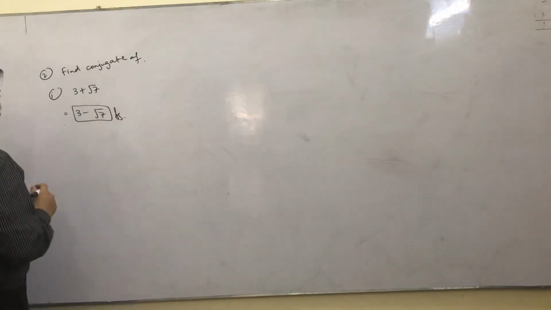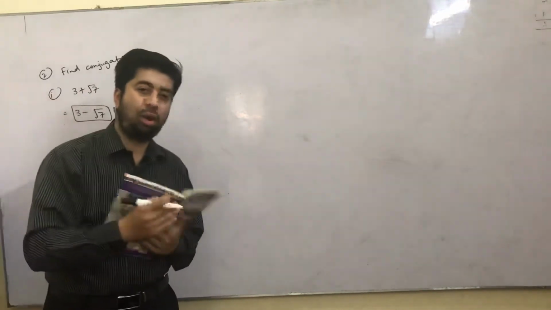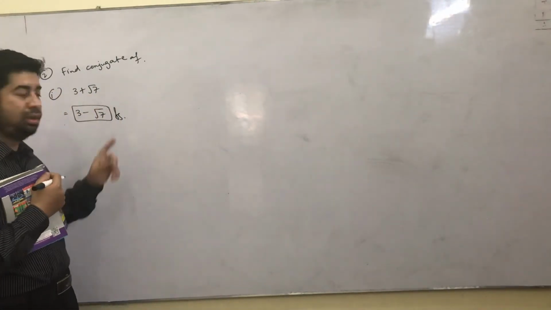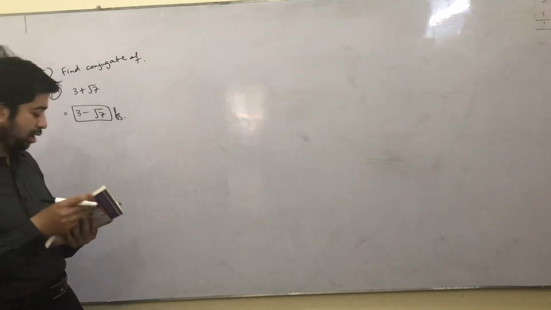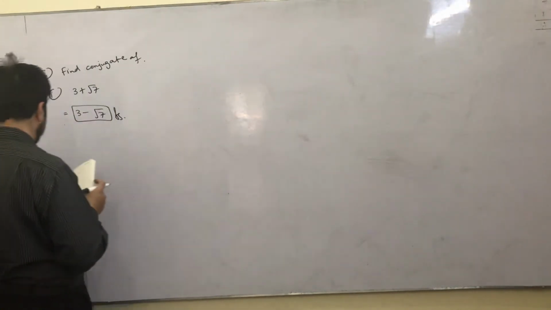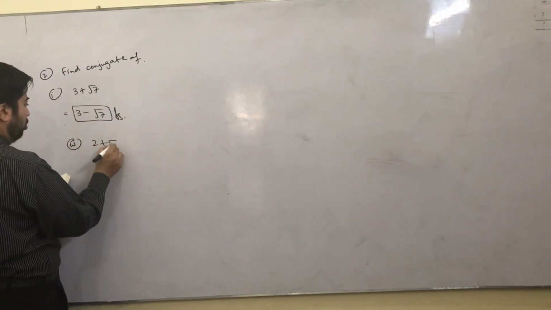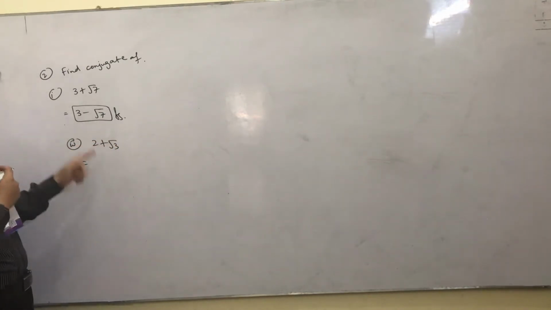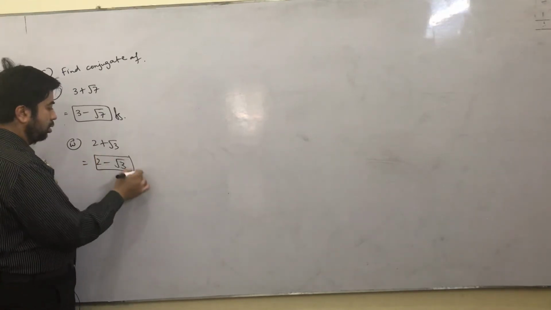For all the parts in question number 2, you just have to change the sign of the irrational part. This part, you have to just change the sign of it. For part number 3, 2 plus square root 3. So its conjugate is 2 minus square root 3. This is the answer.